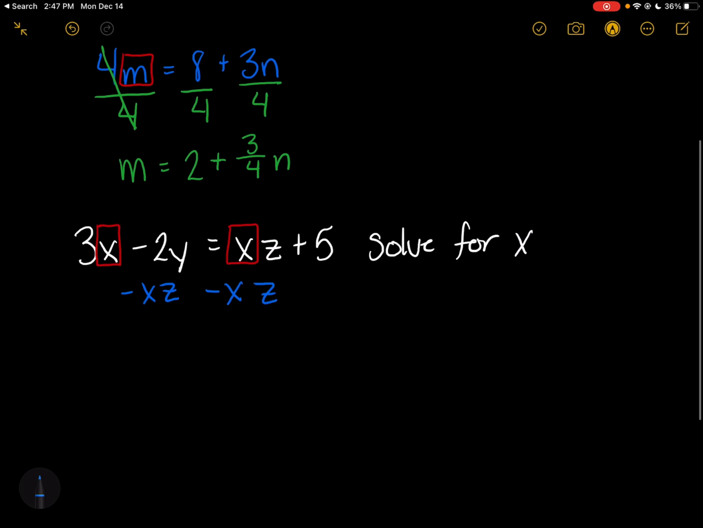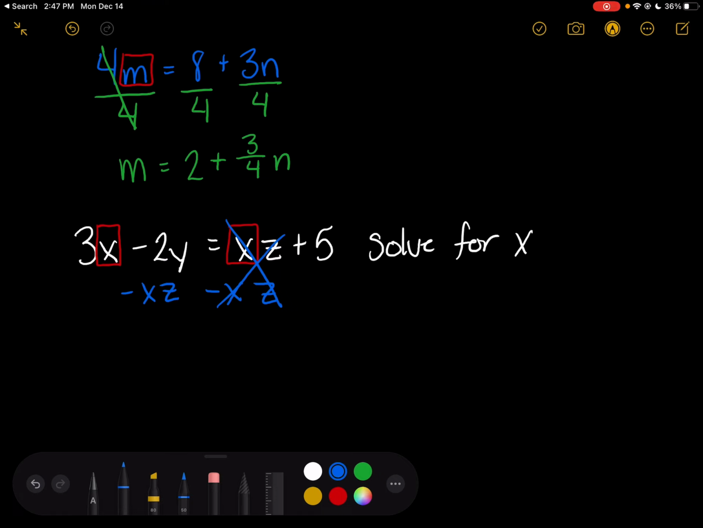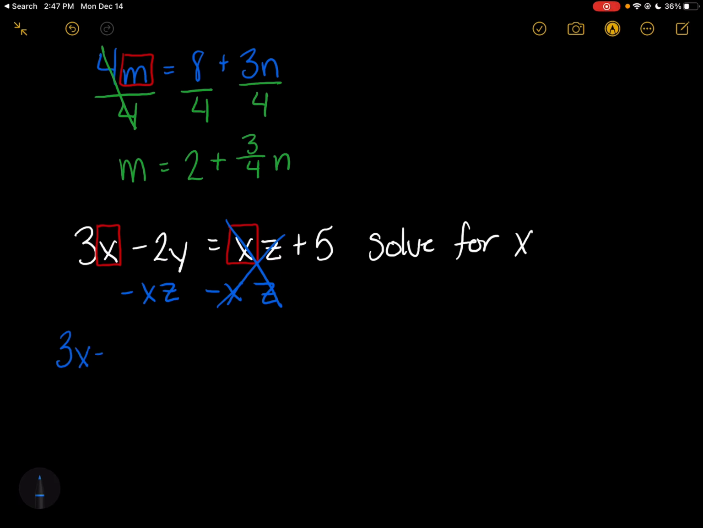I don't have any like terms here, so I'm just going to have to rewrite it and add it to the end of that strip. So I'll have 3x minus 2y minus xz. That's because I don't have any like terms, and I'm going to have 5 left there on the end.